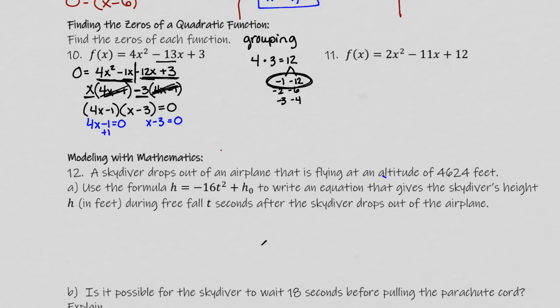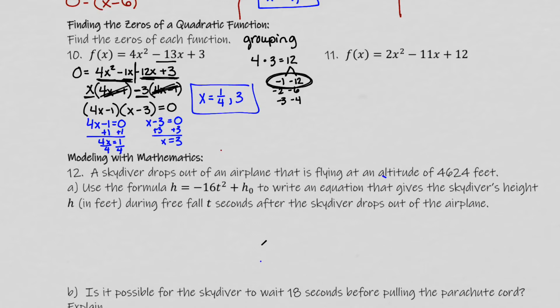So over here, I'm going to add 1. So I have 4x equals 1. To get x by itself, divide by 4. So when I'm solving for x, I get 1/4. And here I have to add 3. x equals a positive 3.